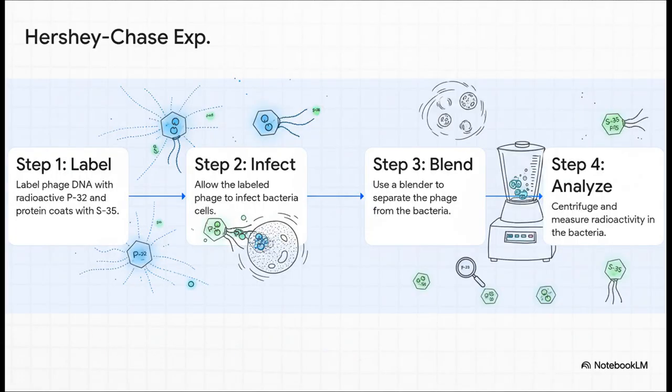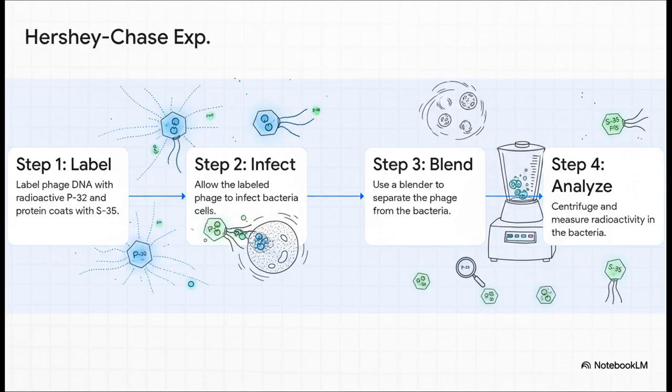Okay, let's walk through this famous blender experiment. It's actually pretty clever. They took 2 batches of bacteriophages. In one, they tagged the DNA with radioactive phosphorus, P32. Why phosphorus? Because DNA has it and proteins don't. In the other batch, they tagged the protein coats with radioactive sulfur, S35. Why sulfur? Because proteins have it and DNA doesn't.